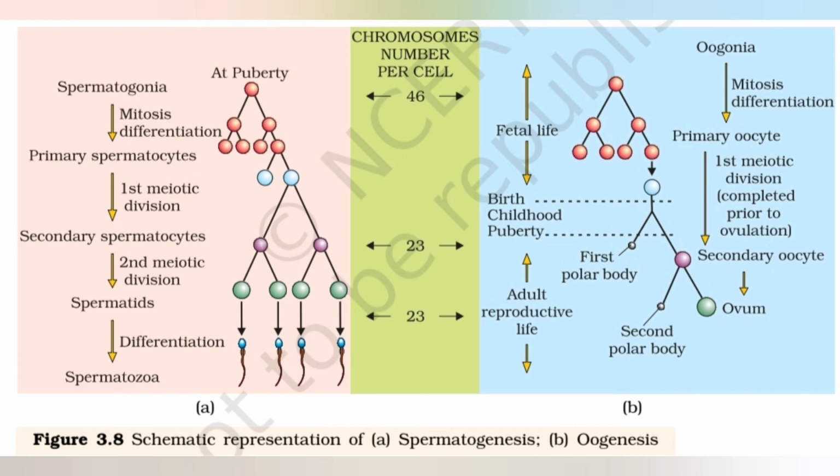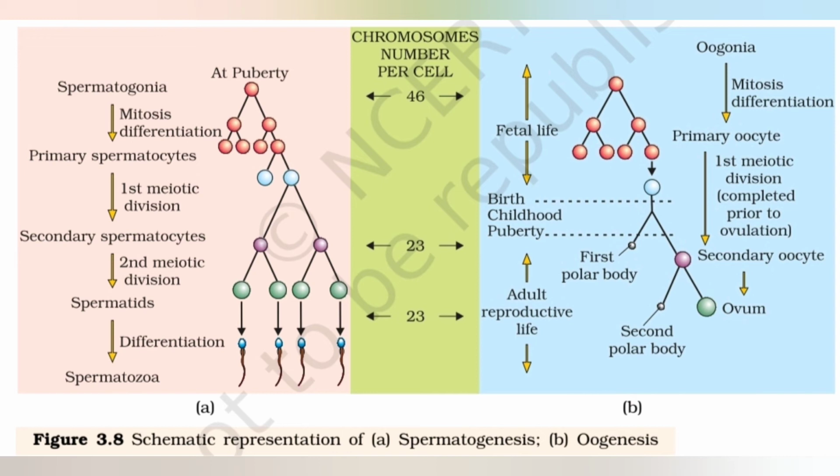Here, after birth, childhood and puberty, when it becomes a secondary oocyte by forming the first polar body, the secondary oocyte undergoes reductive division and forms the ovum, and the secondary polar body is produced. It occurs in adult reproductive life. Here, whole spermatogenesis occurs in adult reproductive life.